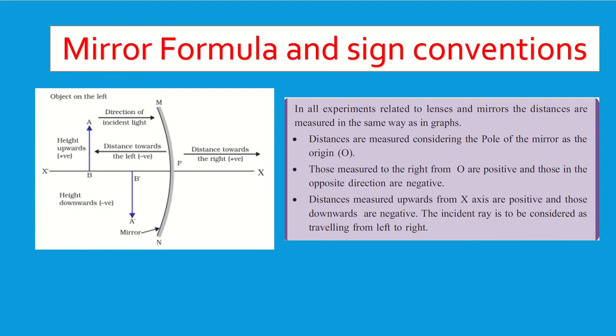So we have to measure the distance from the pole of the mirror. The first thing is that distances are measured considering the pole of the mirror as the origin of the coordinate system.